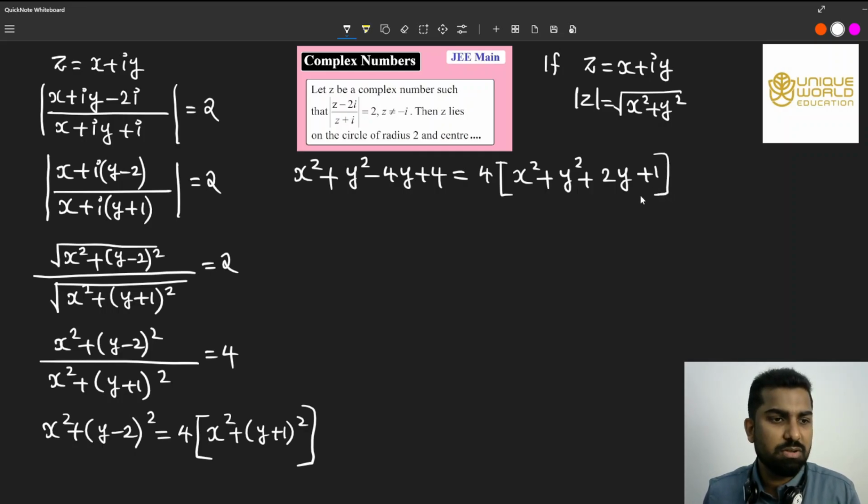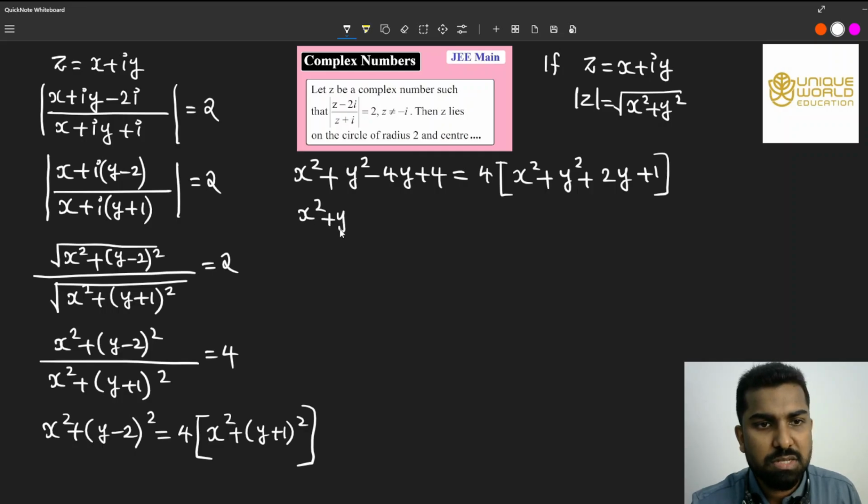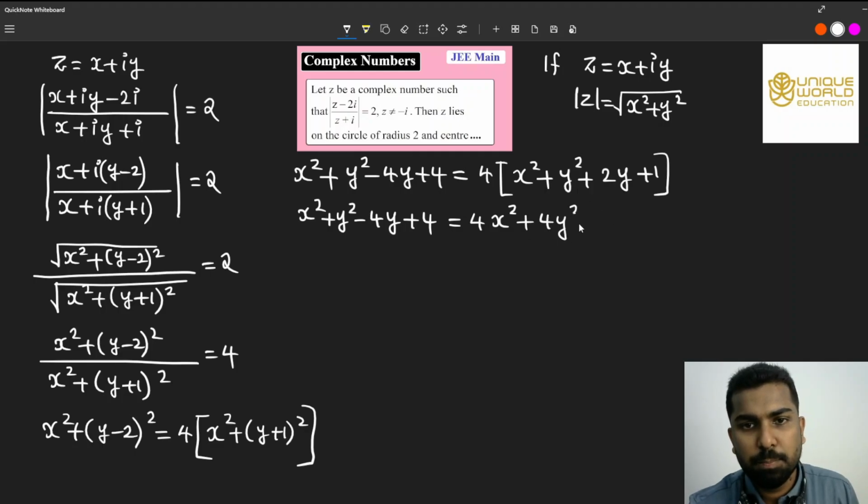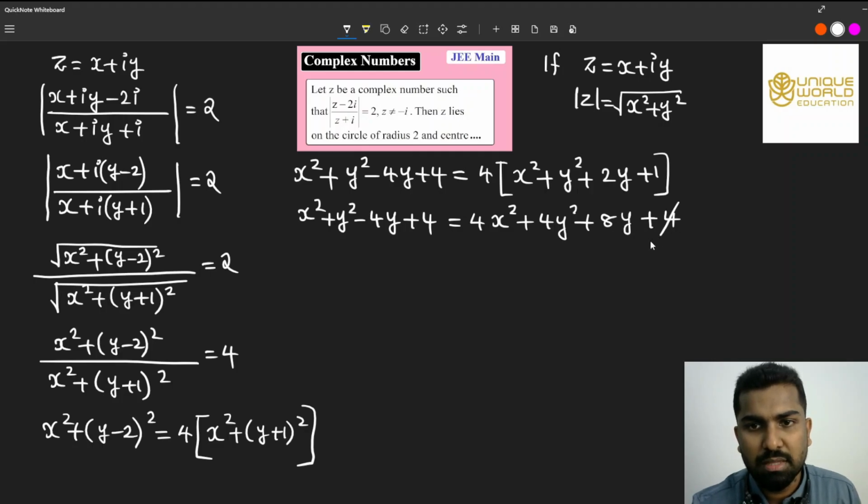Alright, so x² + y² − 4y + 4 will be equal to 4 into (x² + y² + 2y + 1). That's fine. Now just expand this thing and try to simplify. So x² + y² − 4y + 4 will be equal to 4x² + 4y² + 8y + 4. Okay, that 4 I can cancel from both sides.